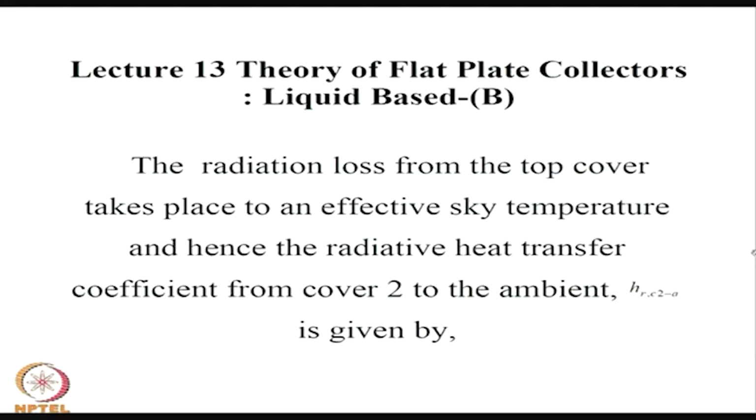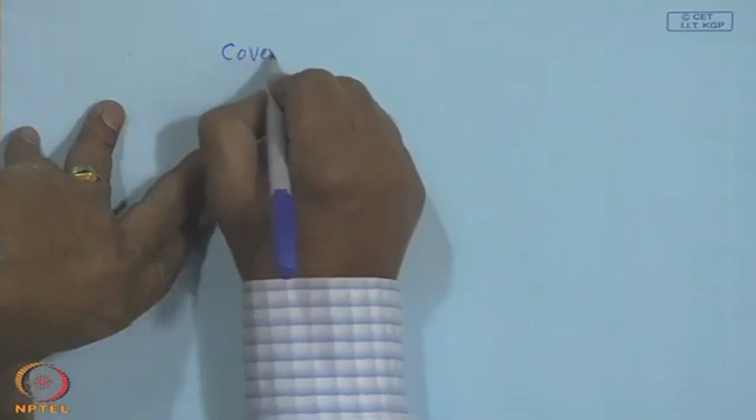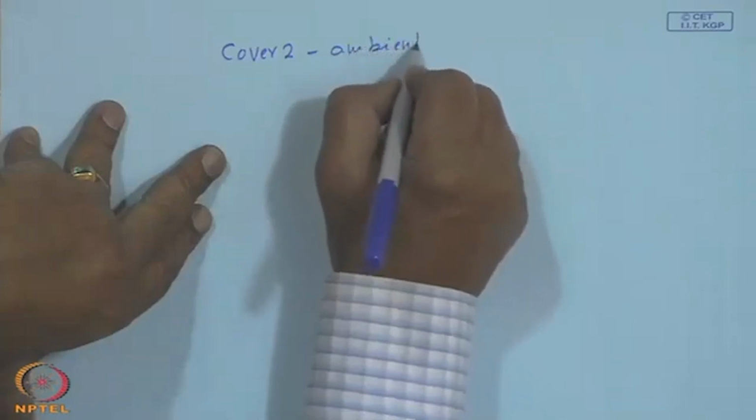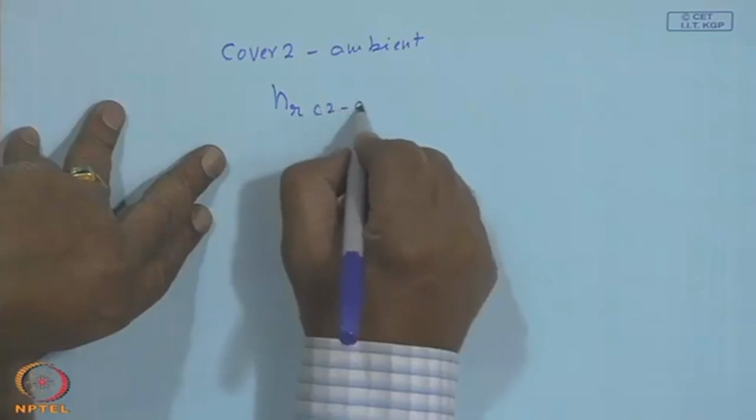So, we shall continue with our procedure to obtain the overall loss coefficient. We have expressed the loss from the plate to the cover 1, and if you consider the top plate from which the loss is taking place directly to the ambient, the radiative heat transfer coefficient from the cover 2 to the ambient, which we shall designate as H R C 2 A.